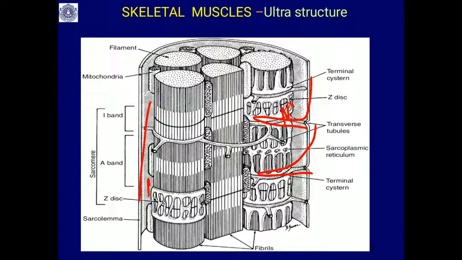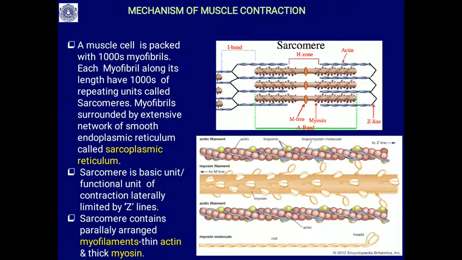The entire muscle cell is traversed by myofibrils. These myofibrils contain sarcomeres. They are the contraction unit. Sarcomere is made out of actin and myosin myofilaments. Their arrangement makes the A band and I band, which are the striations you see in the skeletal muscle fiber. All these you have studied. A muscle cell is packed with thousands of myofibrils. Each myofibril, along its length, has thousands of repeating units called sarcomeres.